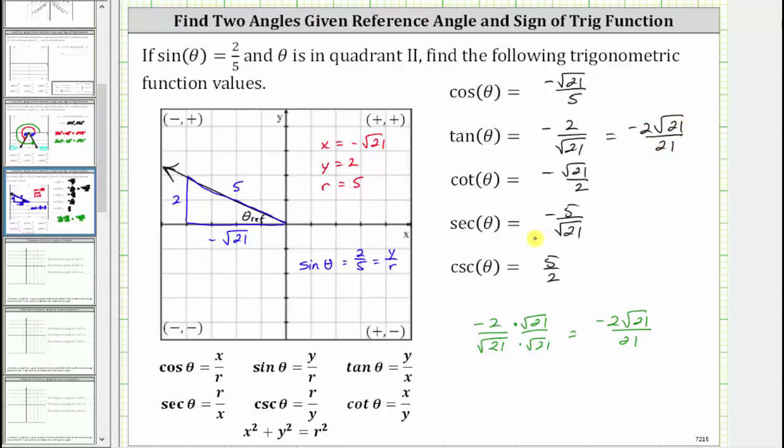Similarly, for the secant function value, negative 5 divided by square root 21 is equal to negative 5 square root 21 divided by 21. I hope you found this helpful.